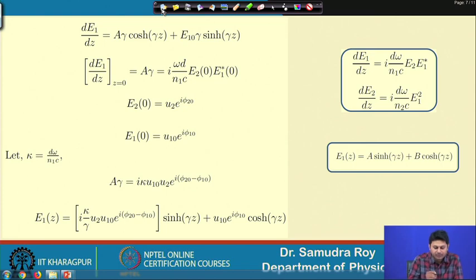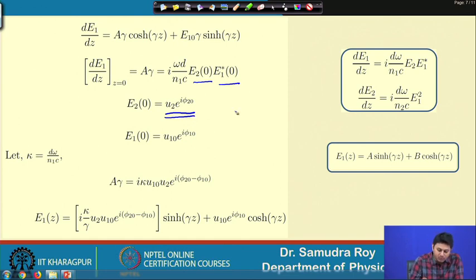So, now we put the boundary condition here, and then we find that A gamma should be equal to E2 at 0 and E1 star at 0. So, E2 at 0, again we put one quantity, and this is amplitude and phase term. So, U2 e to the power I phi 2 0.